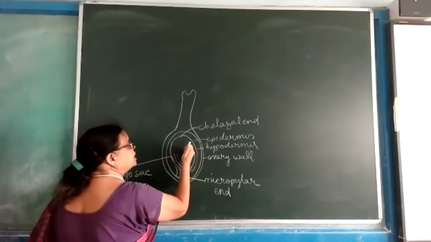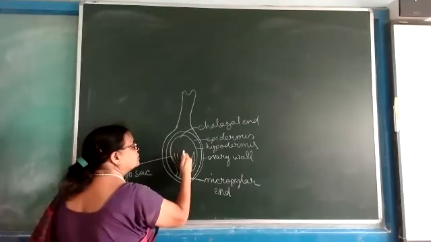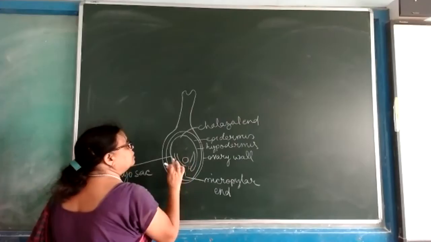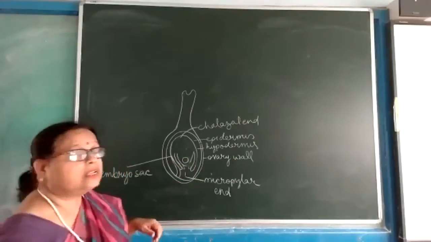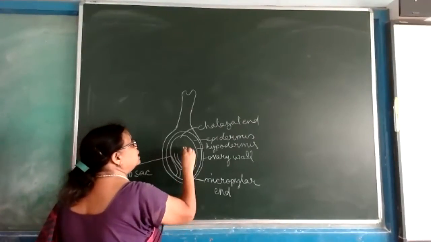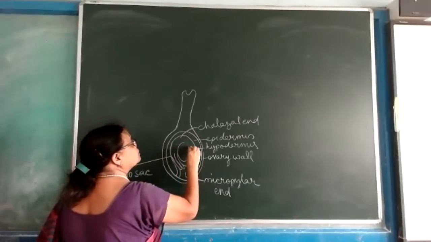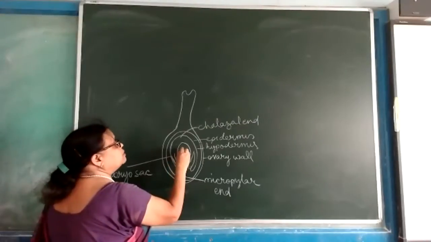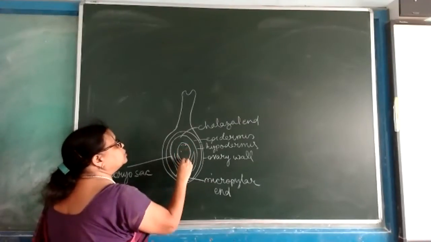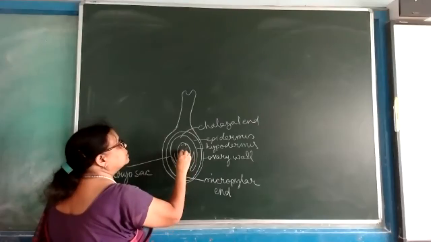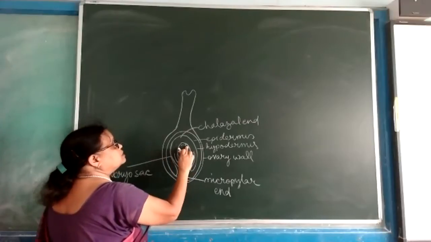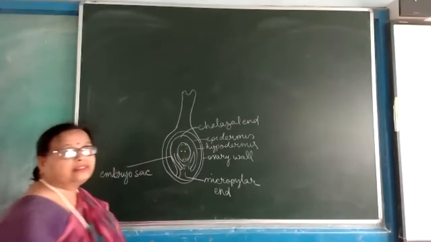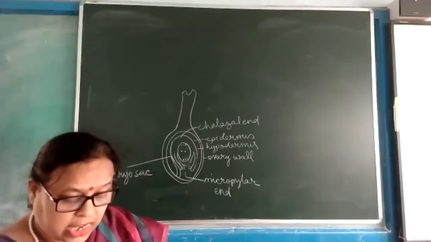This one which survives, its nucleus will undergo mitotic division and the cell will enlarge. 8 nuclei will be formed: 3 towards the chalazal end, 3 towards the micropylar end, and 2 in the center. Again, I am repeating it.